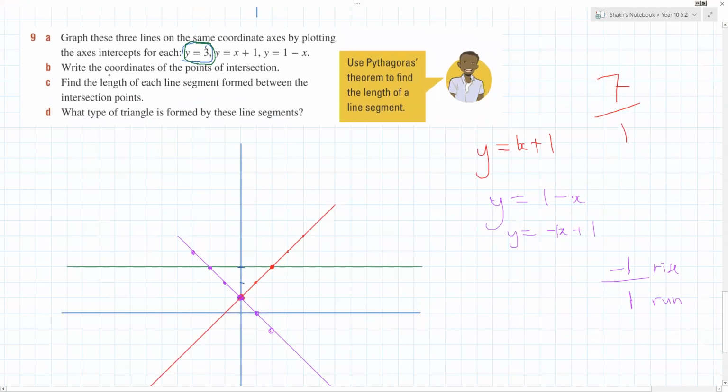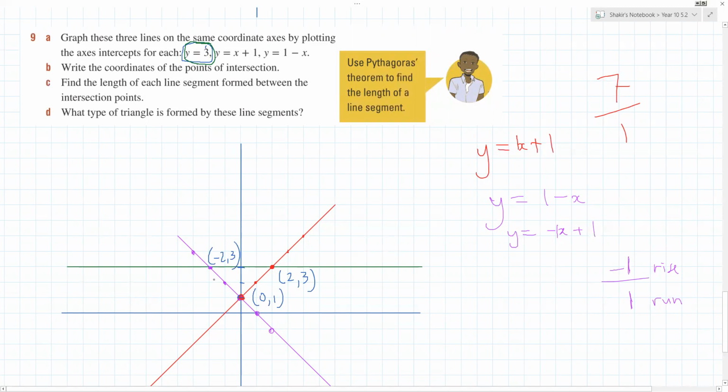Okay, let's look at the question. Write the coordinates of the points of intersection. Okay, so what is the meeting point over here? It's meeting at 2, 3. That's one meeting point. The other meeting point obviously is 0, 1. And the third one is over here. That's negative 2, 3. So negative 2, 3.